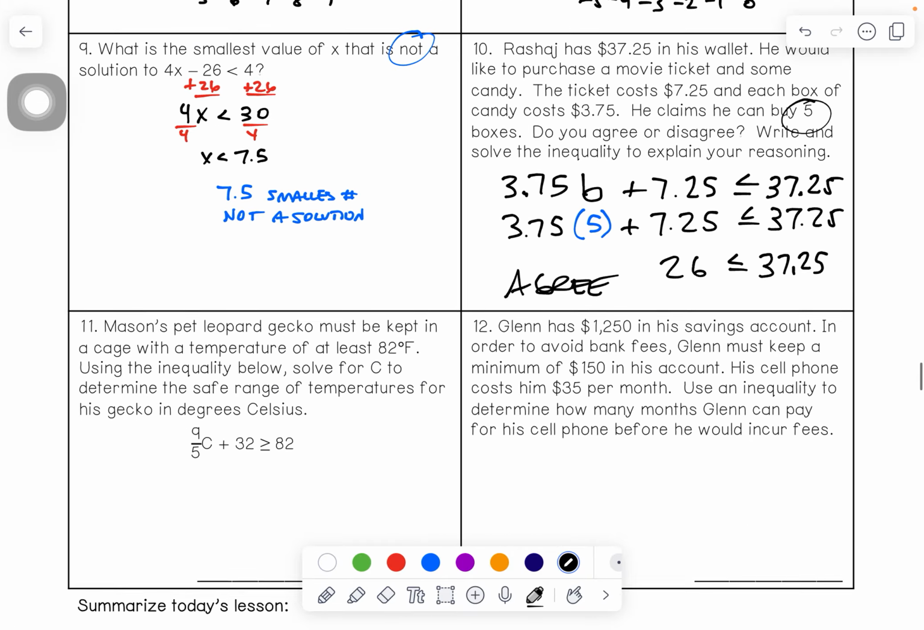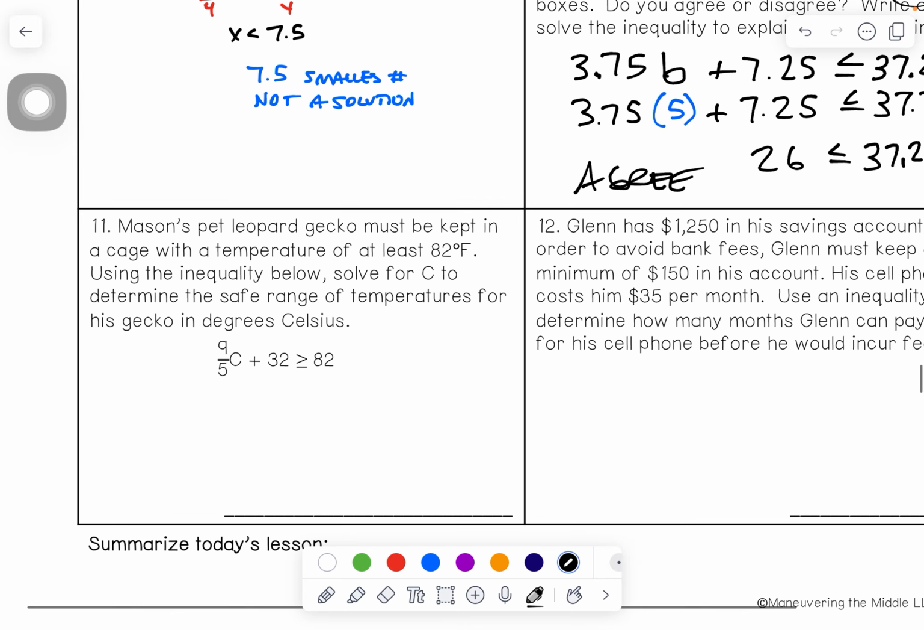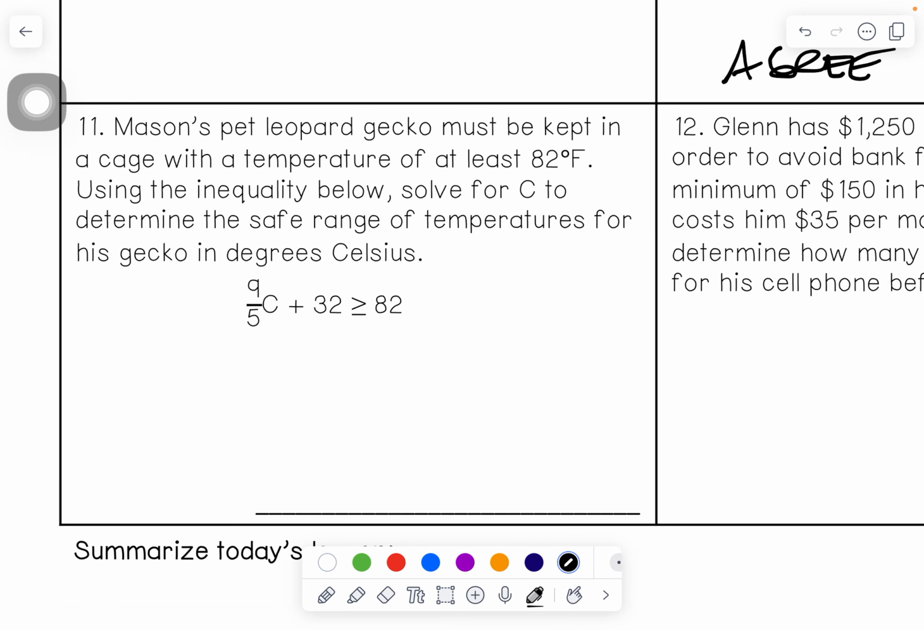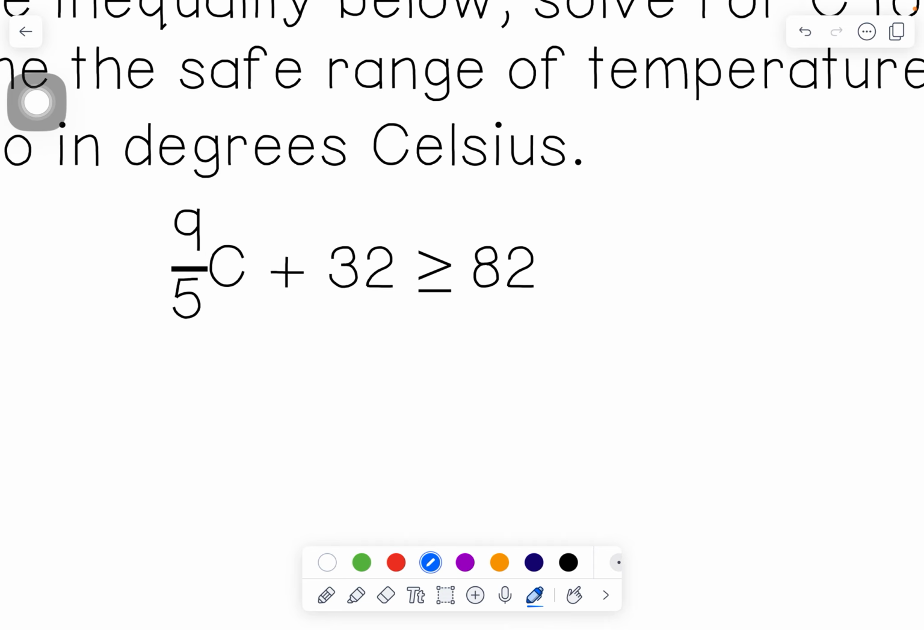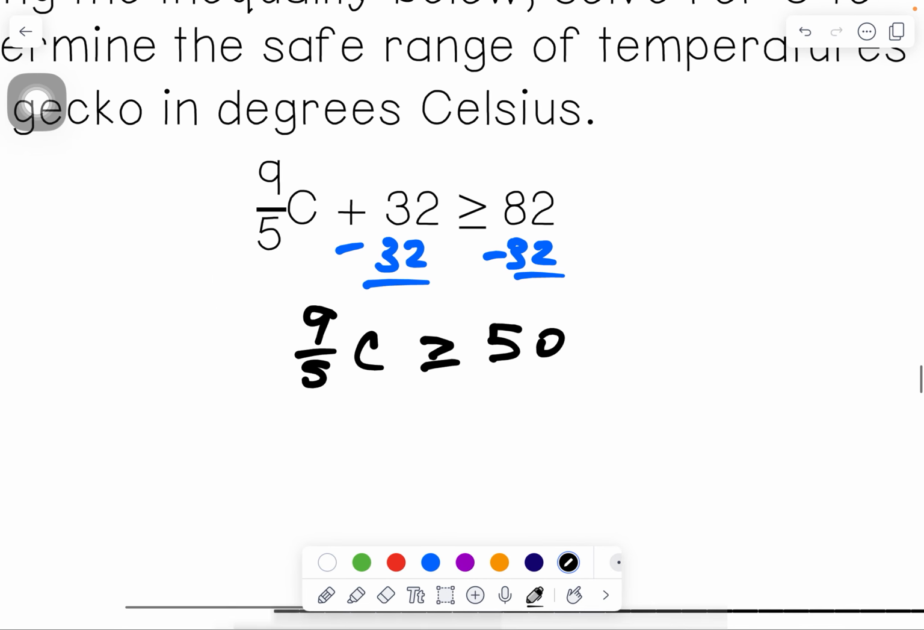Okay. Next up, Mason's pet leopard gecko must be kept in a cage with a temperature of at least 82 degrees Fahrenheit. Using the inequality below, solve for C to determine the safe range of temperatures for his gecko in degrees Celsius. So it's basically just converting Fahrenheit to Celsius. I'm going to subtract 32. So I get 9/5 C is greater than or equal to 82 minus 32 is 50. Then we'll divide by 9/5. I could also multiply by the reciprocal. Nothing wrong with that.